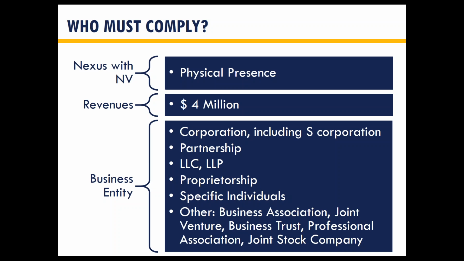Right now, for the commerce tax, physical presence is still the norm. That is how you would be subject to the commerce tax. The $4 million threshold still applies. So for the commerce tax, you don't actually owe a liability unless you have over $4 million of Nevada revenue. And then all sorts of business entities are subject to it.